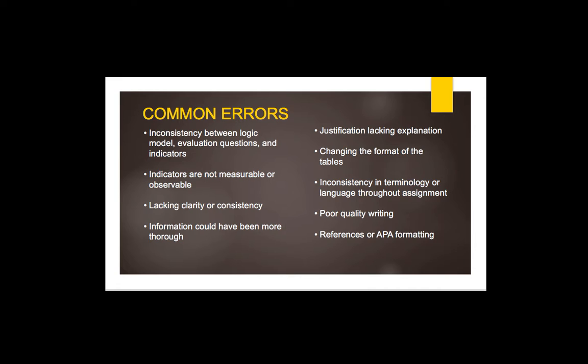Lacking clarity or consistency in the data source, so who, how, and when the data will be collected. Information could have been more thorough, realistic, or detailed. Justification does not accurately explain why each group would care about the evaluation findings. Changing the format of the tables, make sure to leave them as is. An inconsistency in terminology or language throughout the assignment. Poor quality of writing, so making sure all of our team members are proofreading the assignment before it is submitted.